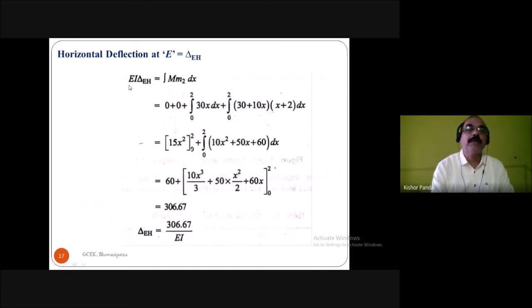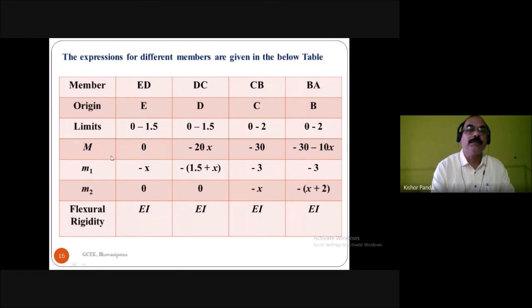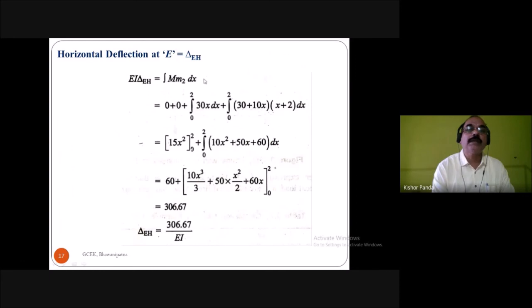Similarly, find out the horizontal deflection at E, delta EH. EI delta EH is equal to the integration of capital M small m2 dx. Then you take capital M and small m2 and put them here, and take the integration limit. After simplification, the horizontal deflection at E is equal to 306.67 by EI. So this is the horizontal deflection at the free end of the bend.